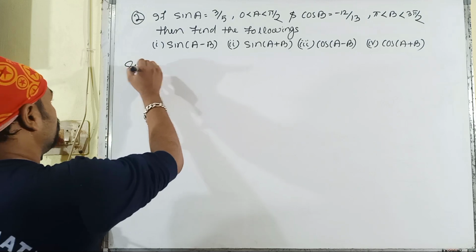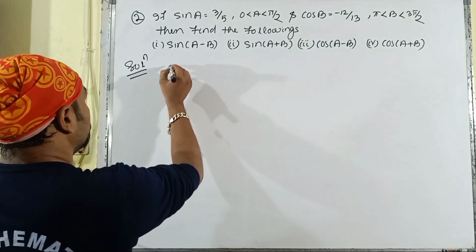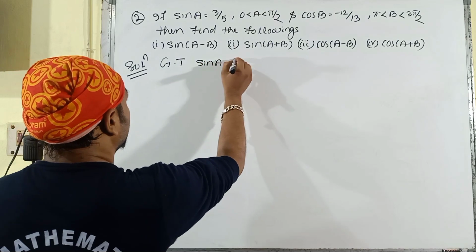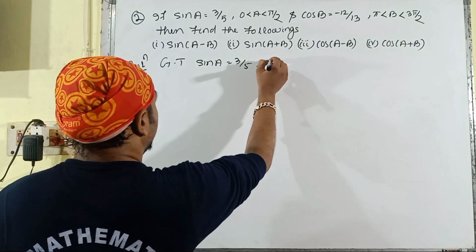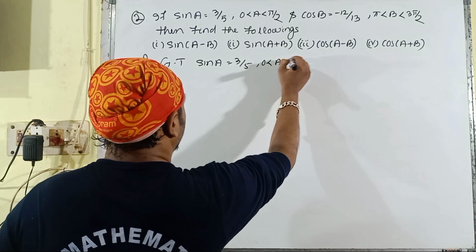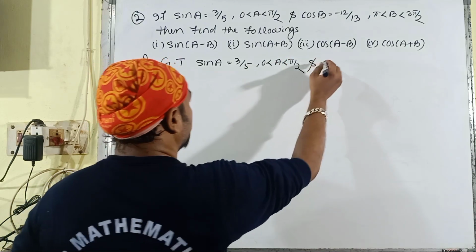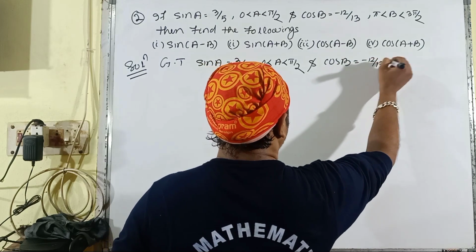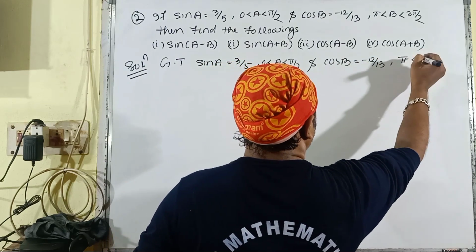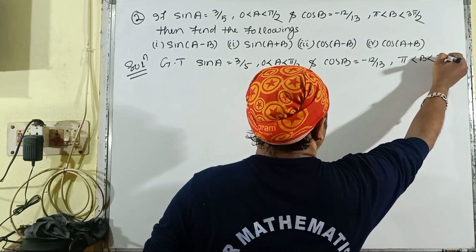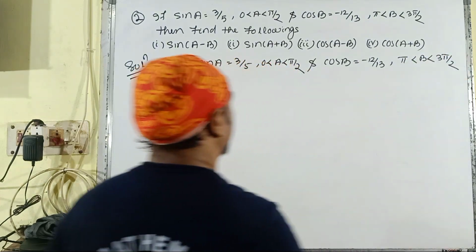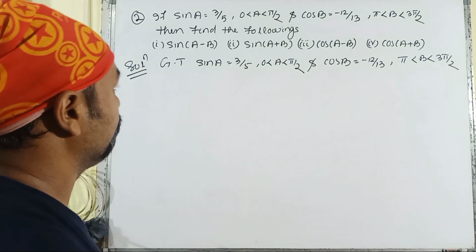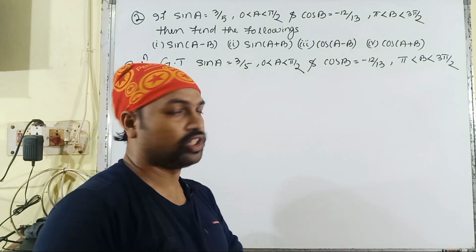So first of all let us go through the given conditions. Given that sin A is equal to 3 by 5 where A lies in the first quadrant and cos B is equal to minus 12 by 13 where B lies in the third quadrant. Then we have to find the values of sin(A minus B), sin(A plus B), cos(A minus B), cos(A plus B).